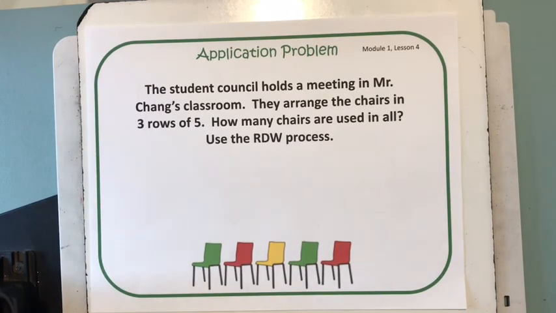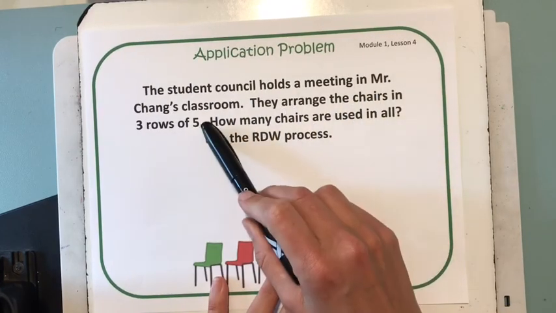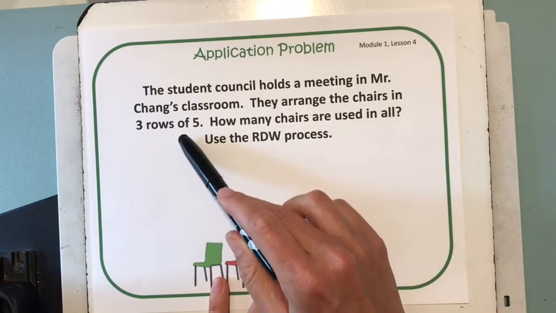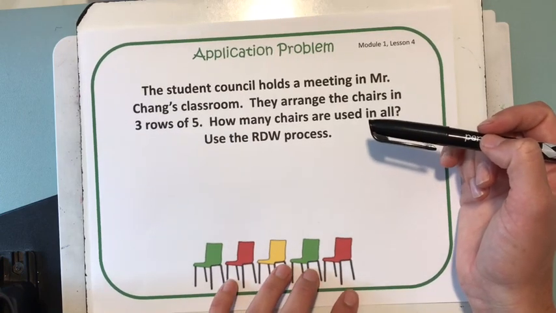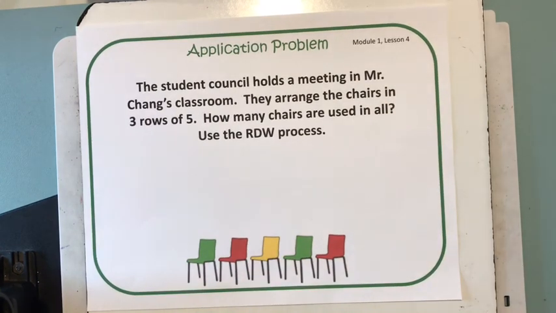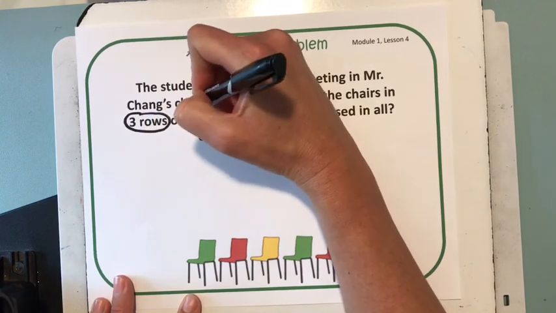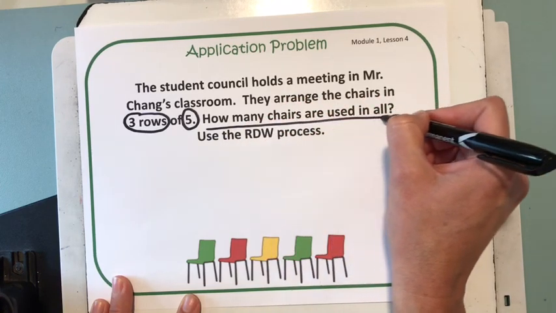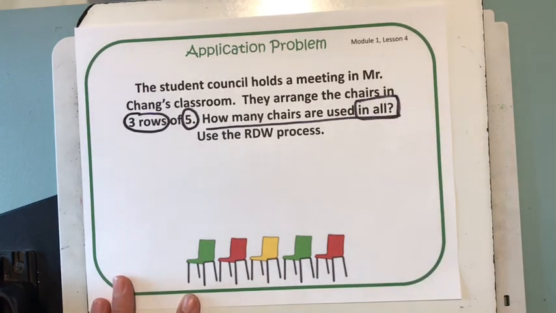Okay, here we go. The student council holds a meeting in Mr. Chang's classroom. They arrange the chairs in 3 rows of 5. So 3 rows of 5. How many chairs are used in all? So I have some important numbers here, right? We have 3 rows, that's important, of 5. And the question is, how many chairs are used in all? That's a key word right there. That means we're going to find the total, right?